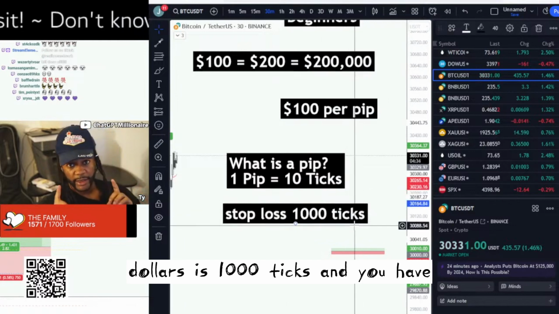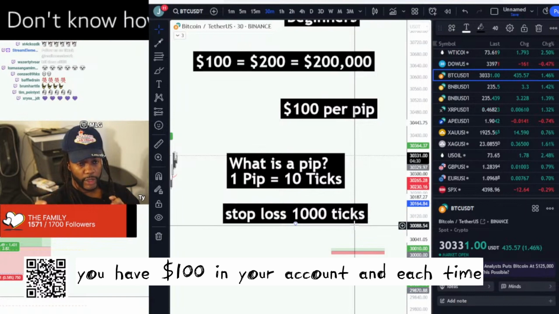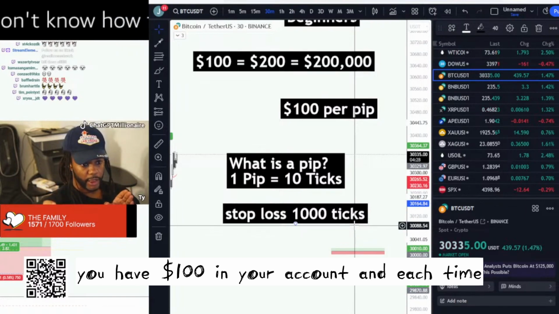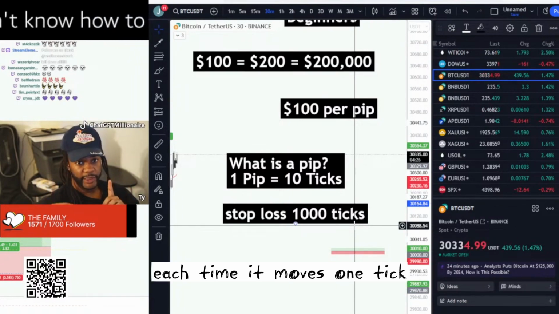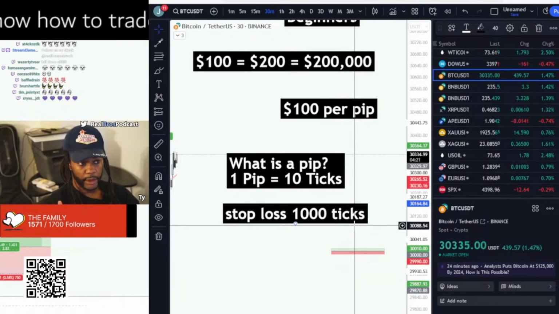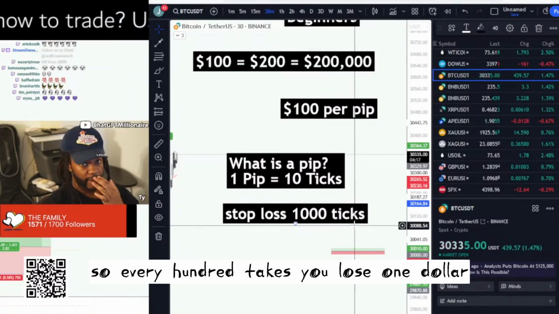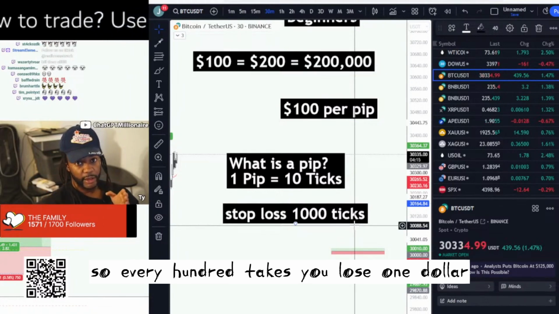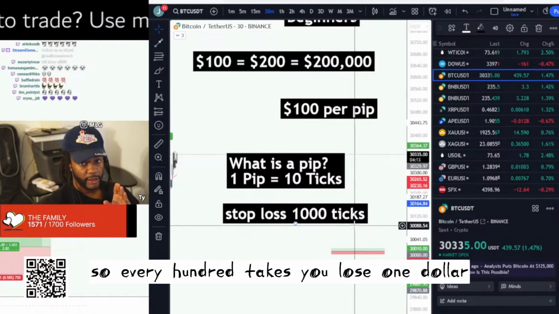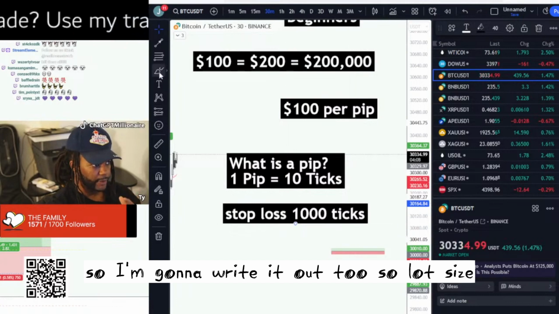Stop loss is 1,000 ticks, and you have $100 in your account, and each time it moves one tick, you bet at a lot size of 1 penny. So 1 penny times 100 is $1. So every 100 ticks, you'll lose $1. You'll be down $1. So I'm gonna write it out too.